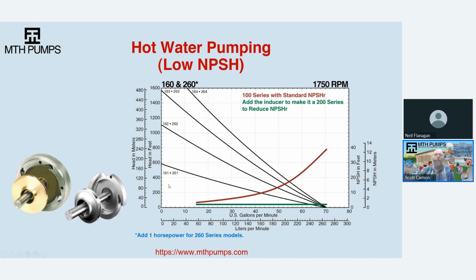With our flex-coupled regenerative turbine pumps, if you add a centrifugal impeller with a diffuser in front of the regenerative turbine pump, you'll end up having a much lower NPSH, in some cases all the way down to 1 foot, where it was previously several feet.